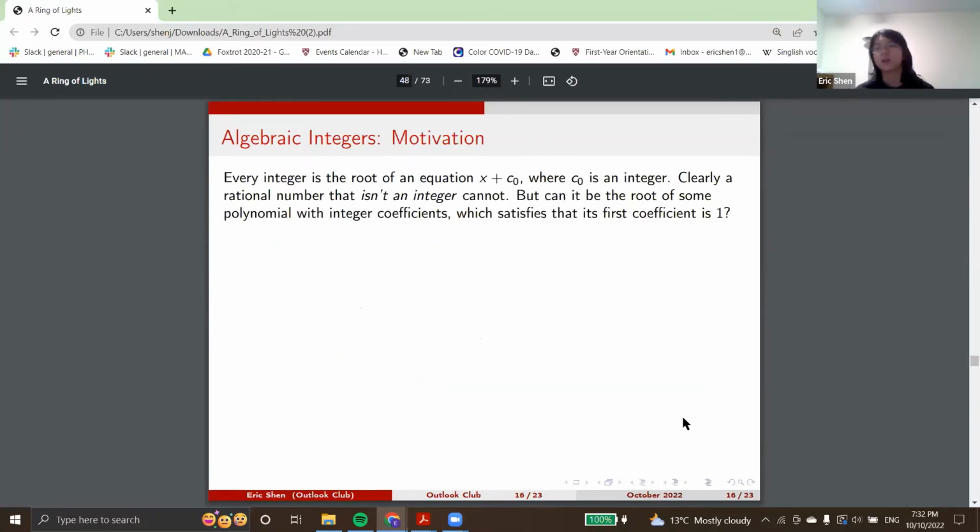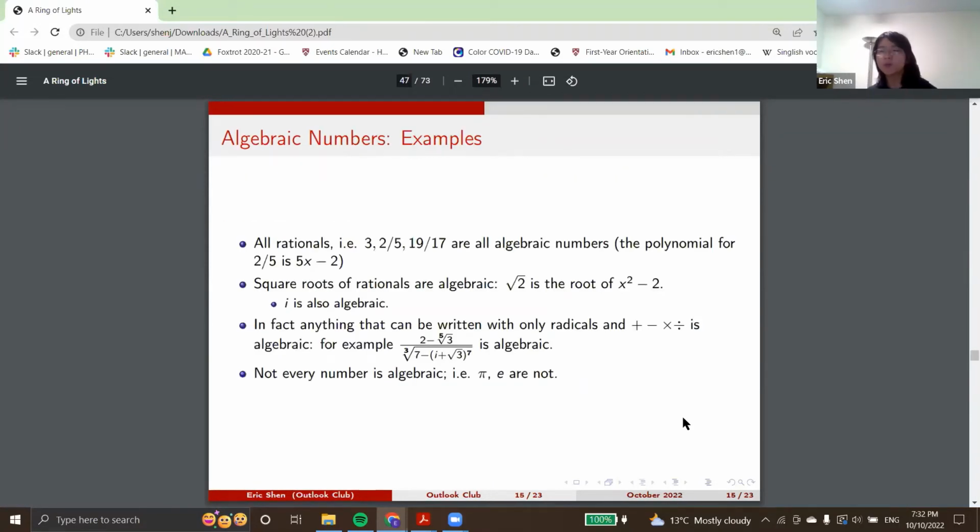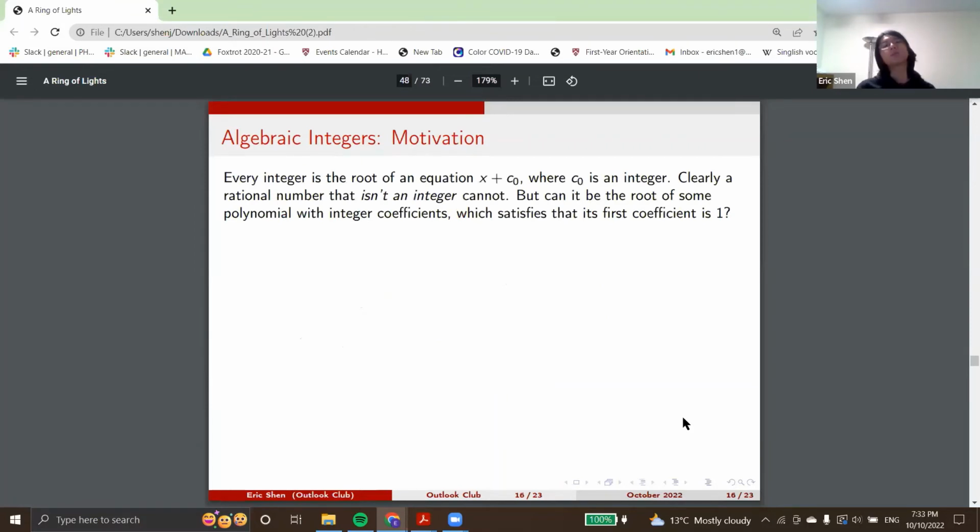Okay, great. So that's the algebraic numbers. This is a pretty cool concept, and it's something people often spend their lives exploring. But that's not what we're here about today. Today we're about algebraic integers, not numbers. So what's the difference? Let me lead you through a little thought experiment. Every integer is the root of an equation x plus c0, where c0 is an integer. If we have 5, that's the root of x minus 5.